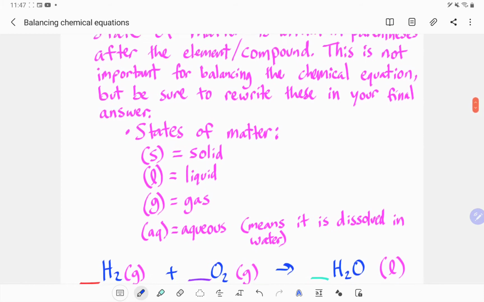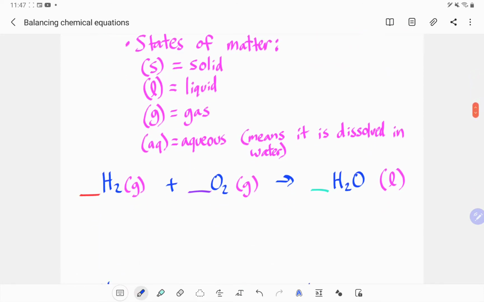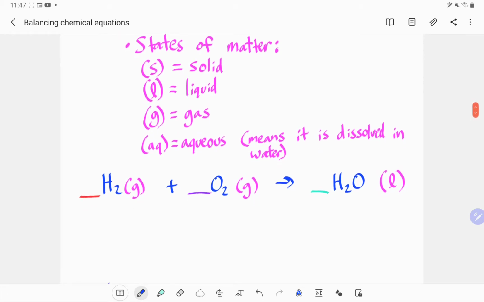So all this means is we're going to have a letter written in parentheses after the element or compound, and that just tells you the state of matter. It serves absolutely no purpose for balancing the chemical equation. When we're balancing chemical equations, you're welcome to cross those out and forget about them temporarily. But my recommendation is just to remember to put them in your final answer, because some teachers are going to be kind of strict about that, and they want that to be in your final answer.